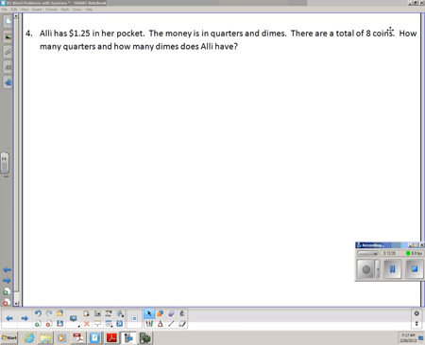It says, Allie has $1.25 in her pocket. The money is in quarters and dimes. So she's got some amount of money in quarters and dimes. There could be many possible combinations. But we know there are a total of 8 coins, and we also know that Allie has $1.25 in her pocket. And the question is, how many quarters and how many dimes does Allie have?